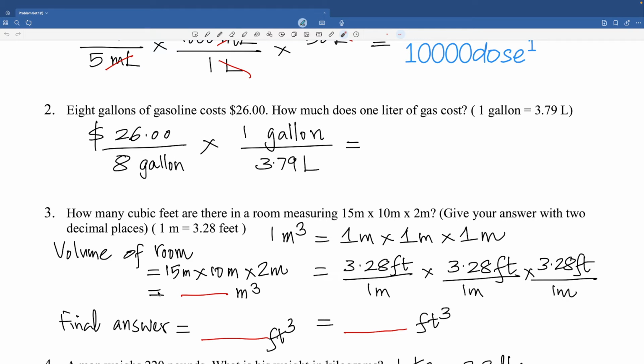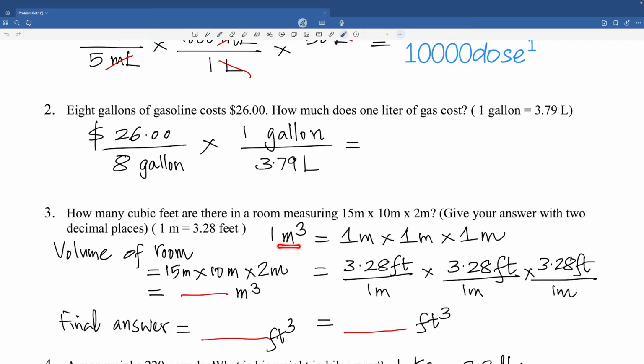So that brings us to number 3. How many cubic feet are there in a room measuring 15 meter times 10 meter times 2 meter? Give your answer with 2 decimal places. 1 meter is 3.28 feet. That's given. So when you hear cubic feet, that's a unit of volume. And we can do this in 2 ways. First, let's convert meter cube into feet cube, which is what I've done here. Meter cube into feet cube, okay?